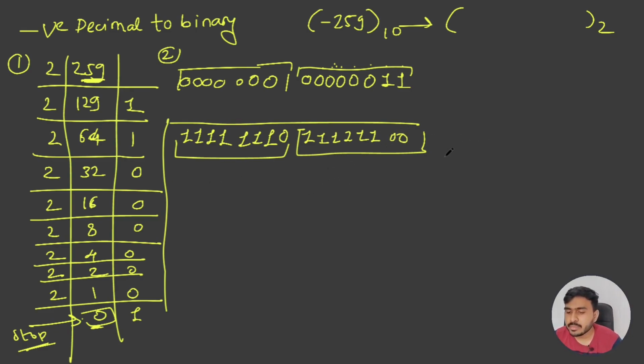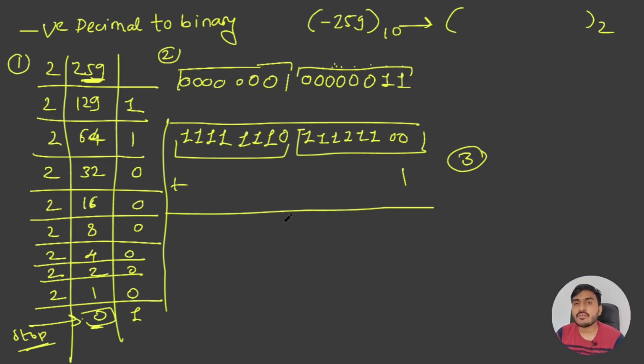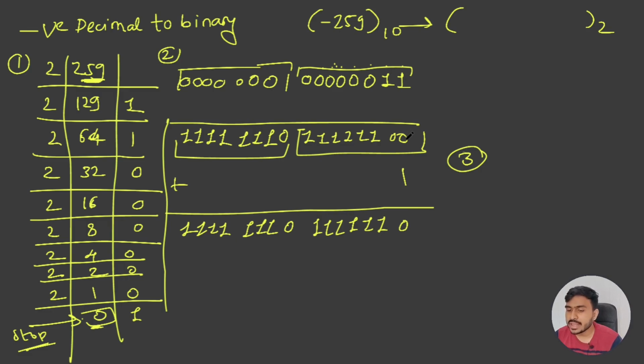Let's do step number 3 now. In step number 3, we have to add 1 to the ones complement. After adding 1 to the ones complement, the number that we are going to get is 7 ones followed by 0, followed by 6 ones followed by 0, and 0 plus 1 will become 1. So this is the binary conversion of minus 259 in 16-bit binary format. So we have written 16 bits for minus 259.